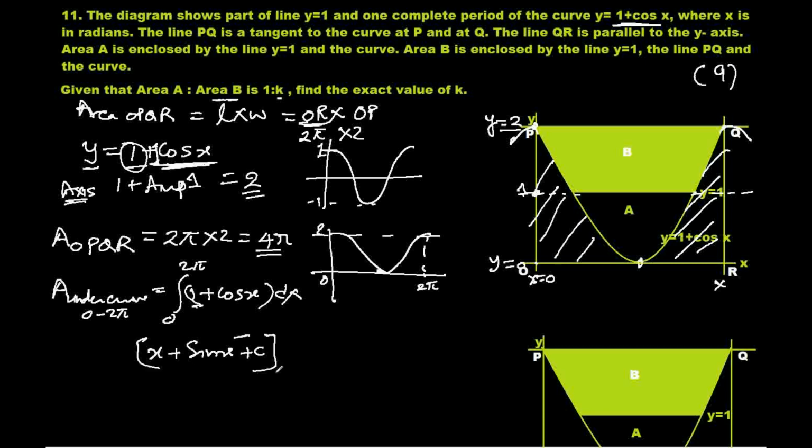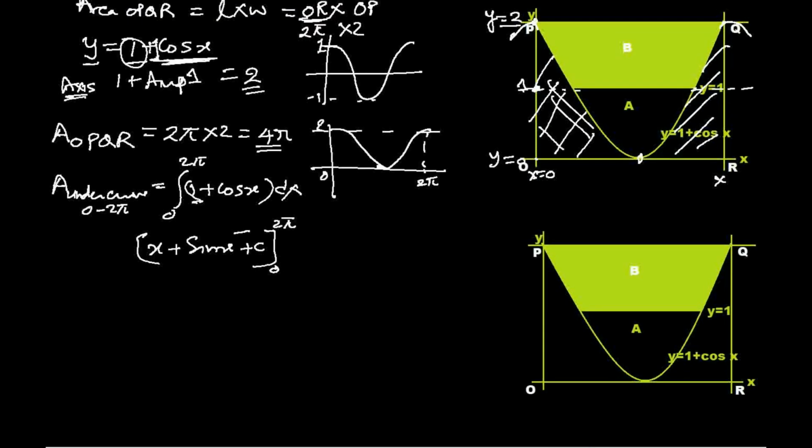So from 0 to 2 pi, this will give us the area I have just mentioned. Okay, so I have to substitute 0 and 2 pi to get this area. Let me do it. So 2 pi plus sine 2 pi minus 0 plus sine 0 plus c, also we can write. C and c cancel first thing first. Alright, 2 pi is 2 pi.